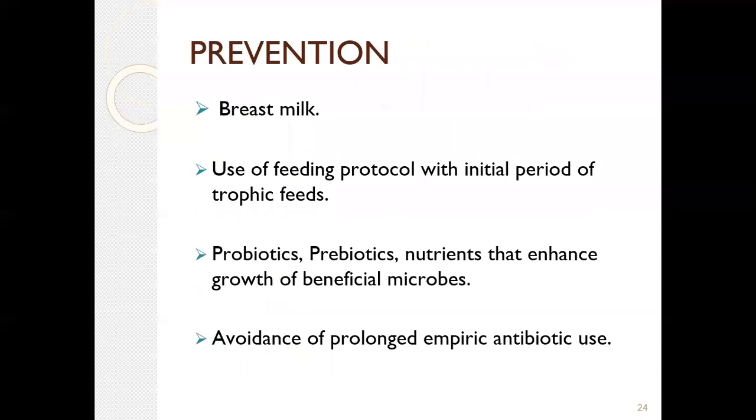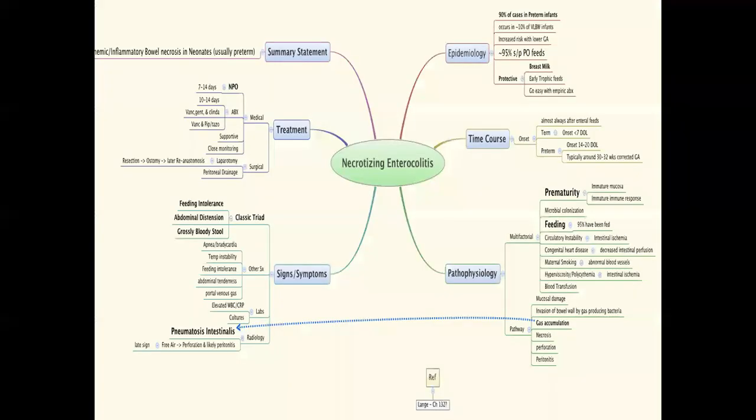How can we prevent it? By proper use of mother's milk, use of a feeding protocol with initiation of trophic feeds, and a little bit of role for probiotics and prebiotics, but they are still under study. And avoidance of prolonged use of systemic antibiotics or empiric use of antibiotics.